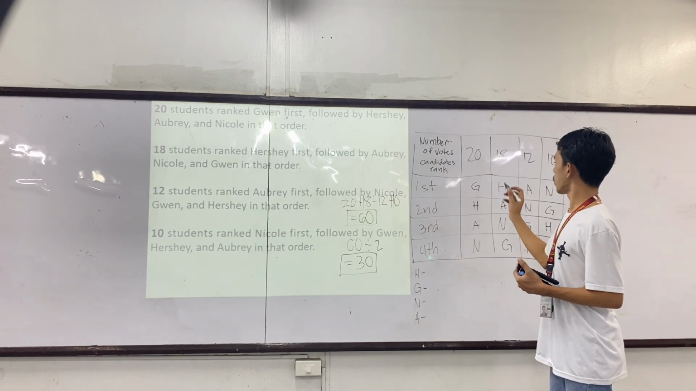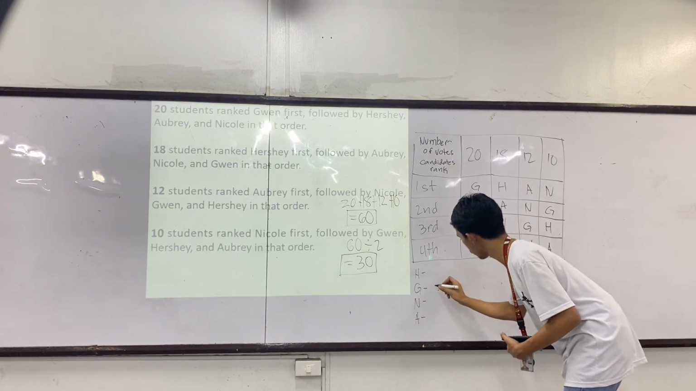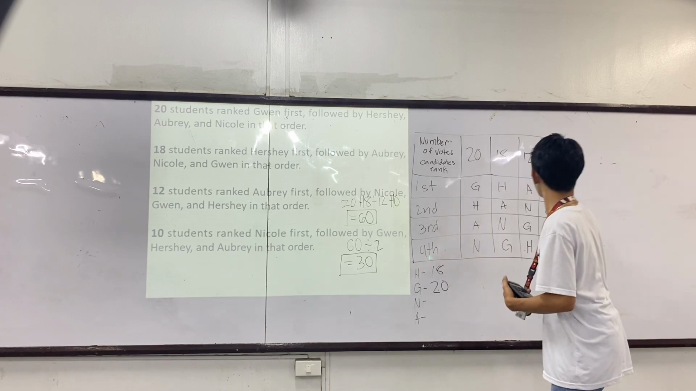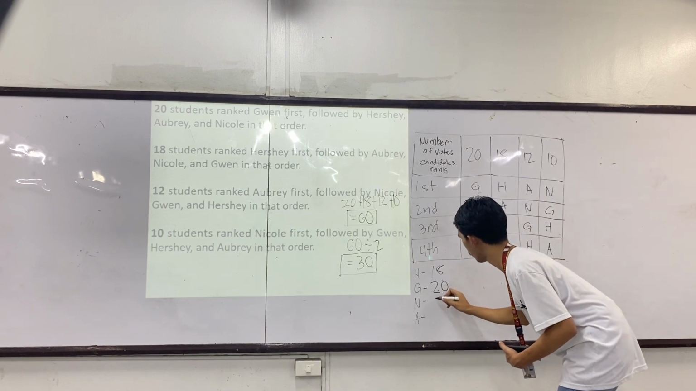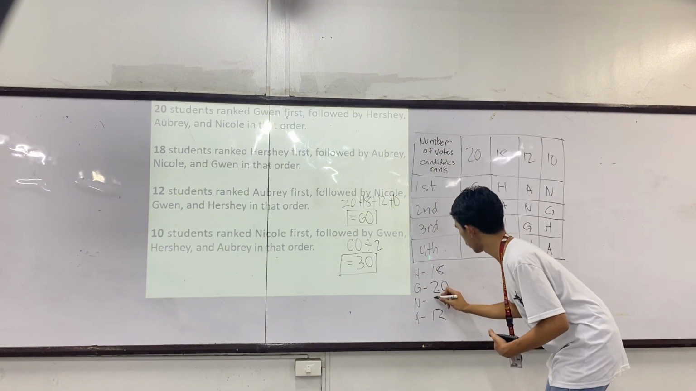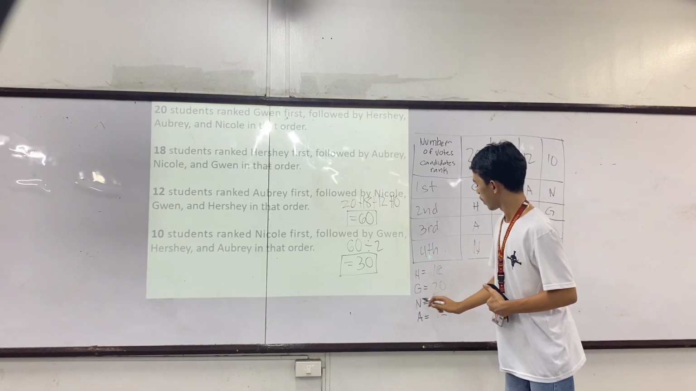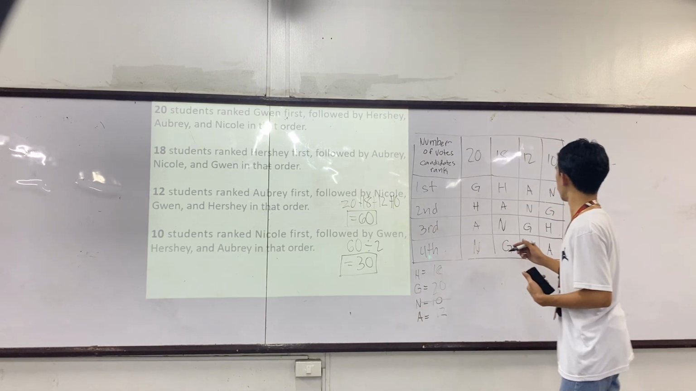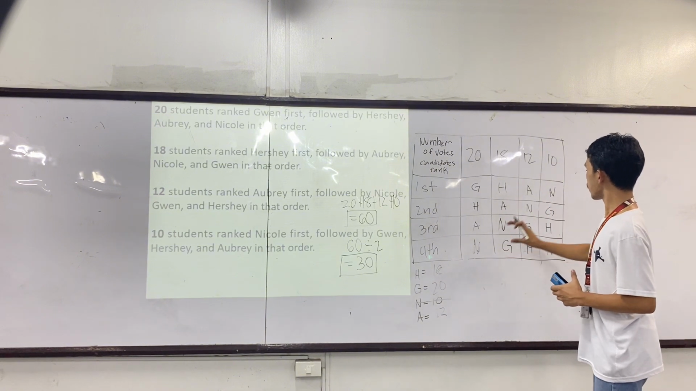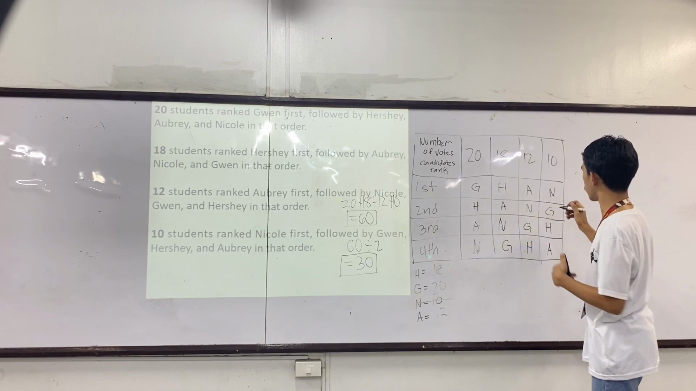So first, we get the totals. Gwen got 20, Hershey got 18, Aubrey got 12, and Nicole got 10. So the fewest votes goes to Nicole, so Nicole will be eliminated in the first round. So Nicole is eliminated and her votes move to the next person.